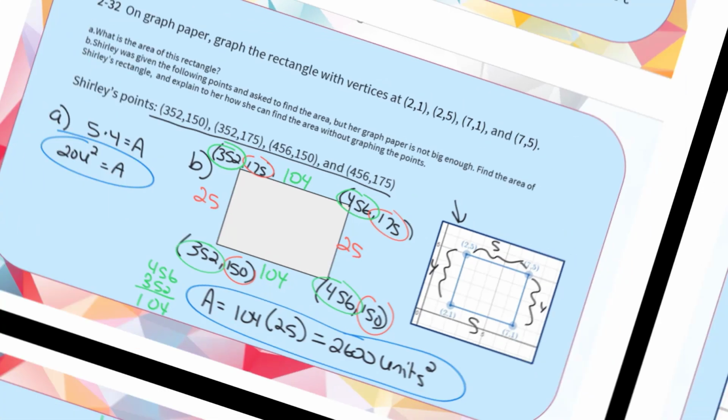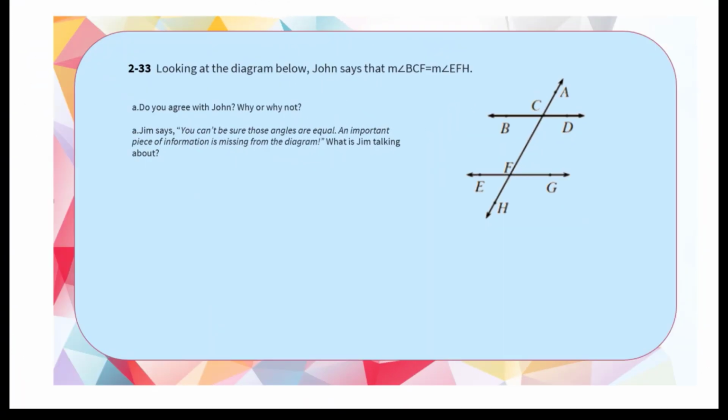All right, moving on. So this is 2-33, and it says, looking at the diagram below, John says that the measure of angle BCF, and I'll go ahead and mark it, is equal to the measure of angle EFH. Do you agree with John? Why or why not? I do not agree. We don't know if those lines are parallel or not. So I do not agree.